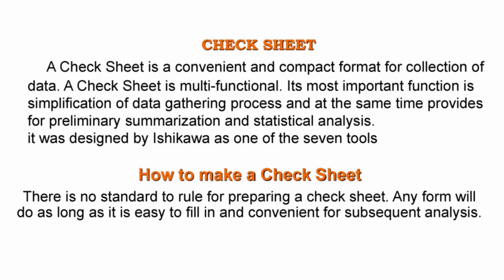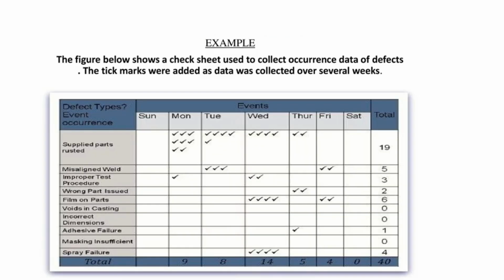So this is checklist. Now we are explaining about checklist. What is a checklist? A checklist is a convenient and compact format for collection of data. A checklist sheet is multifunctional; these are its most important functions. Then how to make a checklist? We'll explain how to make a checklist. There is no standard rule. Checklist means you can make any checklist.